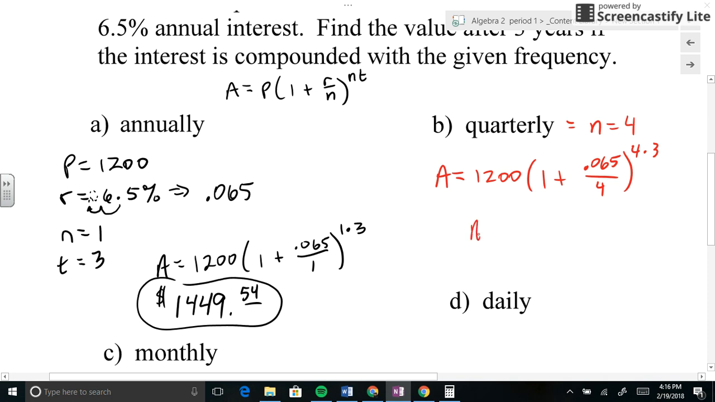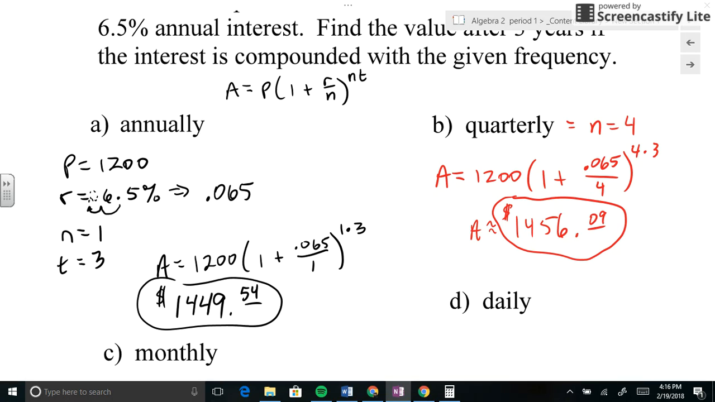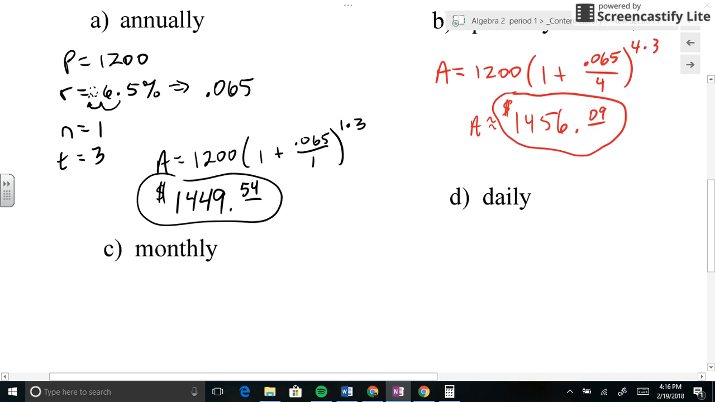And once we finish, we get the approximate amount is $1,456.09. So you can see by compounding the interest quarterly, although nothing else changed, we just did this more often, we actually ended up getting about $6 or $7 more. So now when we do this monthly, everything stays the same. P is still 1,200, R is still 0.065.